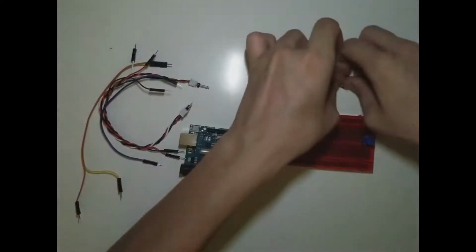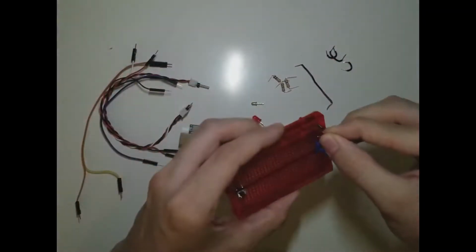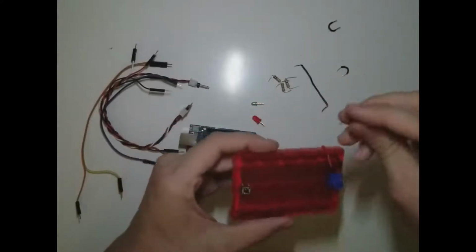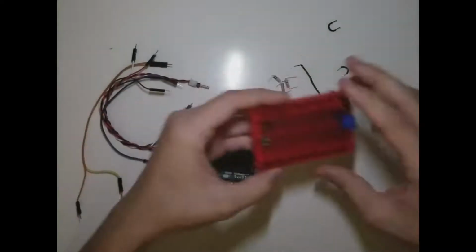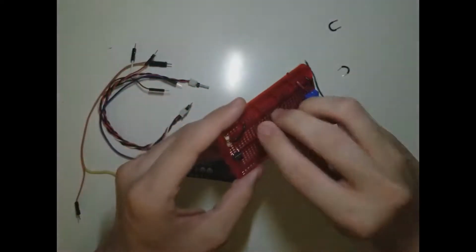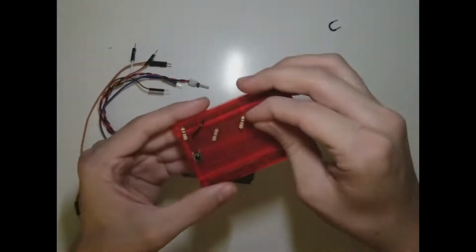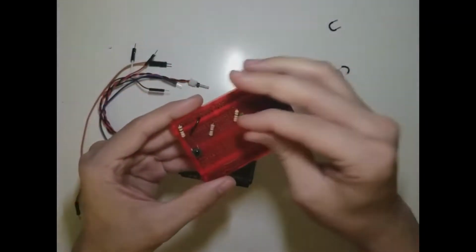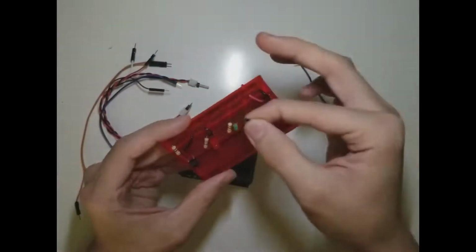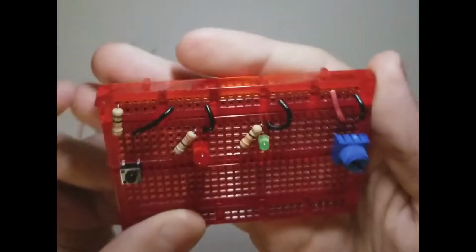We have our blue pot with black representing ground and red representing positive power. Our button with a resistor connecting straight to positive power and the other end to ground. A couple resistors for the LEDs. Remember that the long lead is the positive lead. Give them some ground. And here's our circuit.